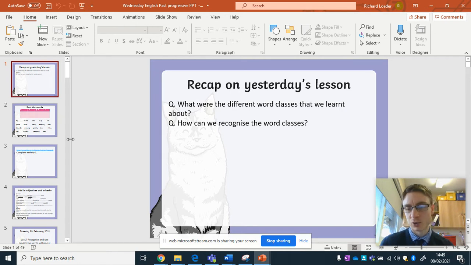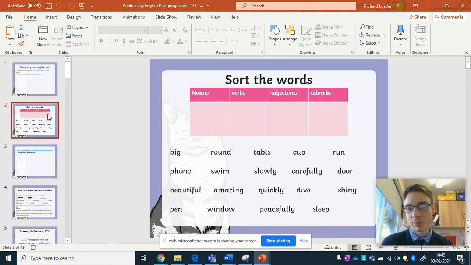Okay, so of course we had nouns, verbs, adjectives, and adverbs. Now remember, a noun was the name of a person, place, or thing. A verb is a doing word, an action. Adjectives are describing words, and adverbs tell you more about the verb, how the action is done.